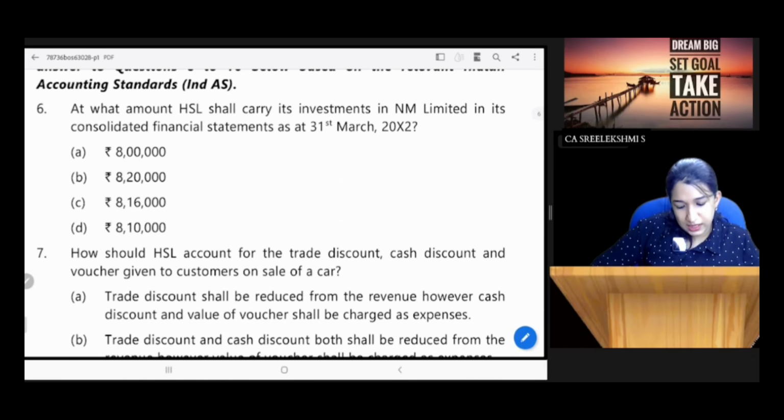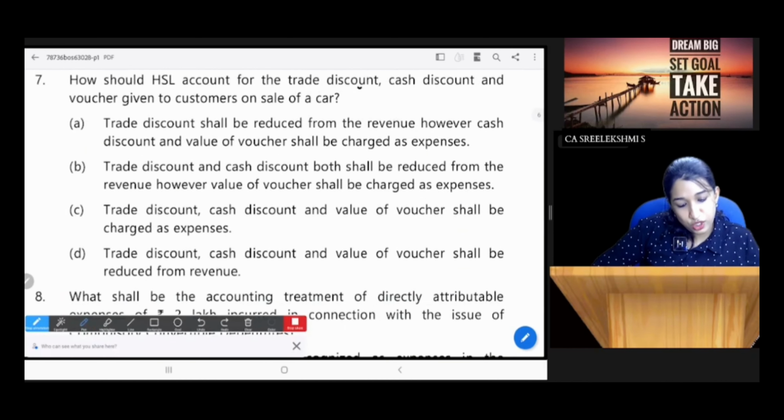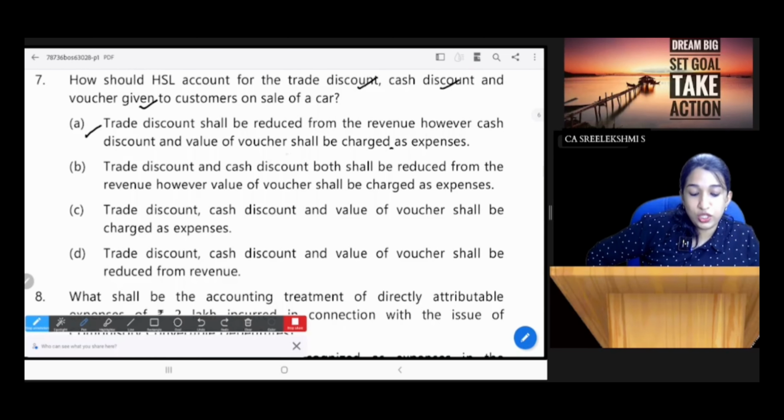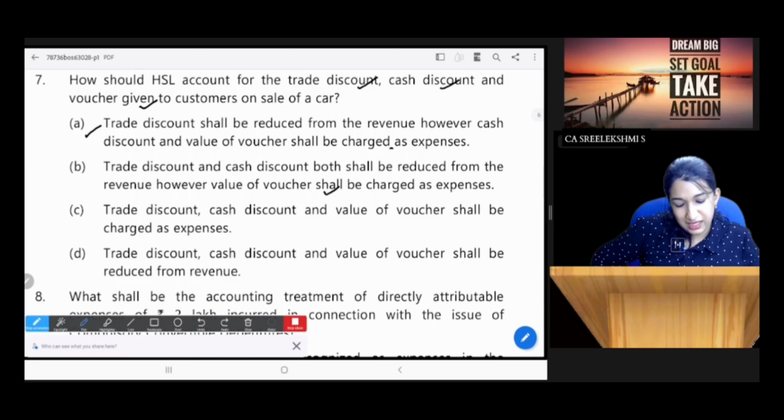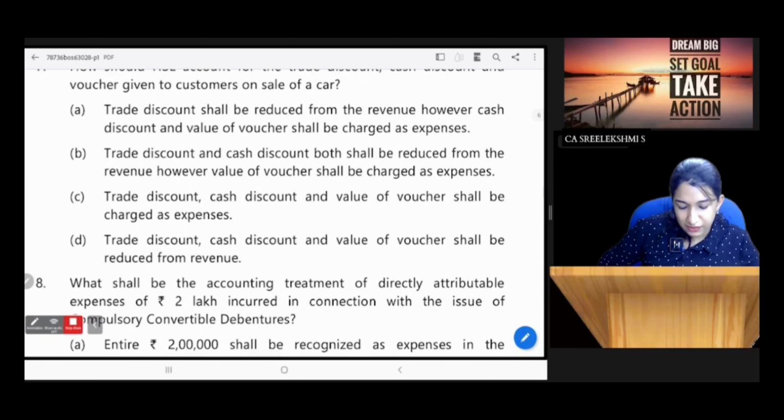So what is the question? How should HSL account for trade discount, cash discount and voucher? Trade discount shall be reduced from the revenue. However, cash discount and value of voucher shall be charged as expense. No. Trade discount and cash discount both shall be recognized, but voucher will be charged as expense. Trade discount, cash discount and value of voucher will be recognized as expense. Trade discount, cash discount and value of voucher will be reduced from the revenue. This option D is the right answer, but still if you have a doubt.